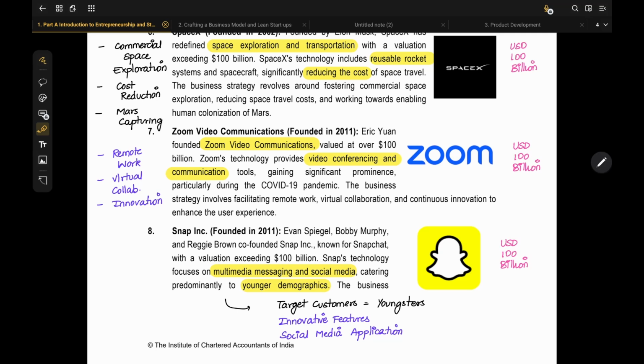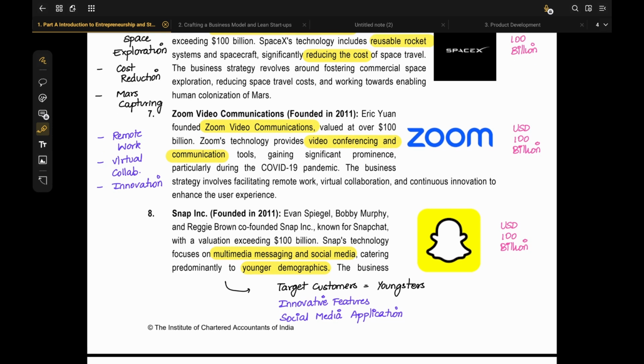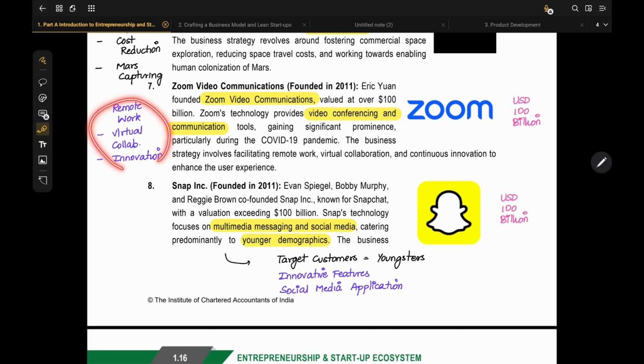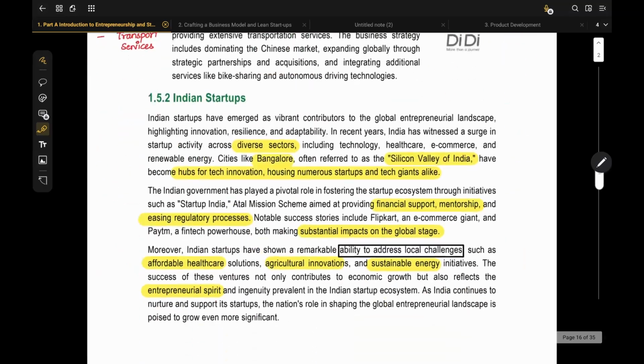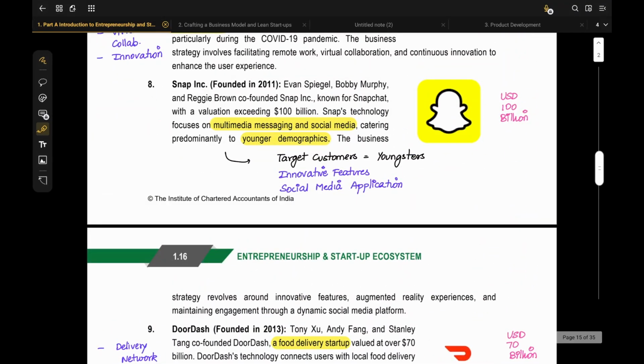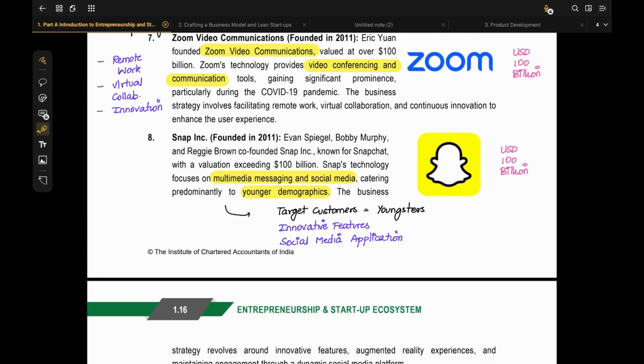Zoom Video Communications, we already know. It is a Zoom call. In the COVID-19 period, all the students and teachers and work, everything was going through virtual conferencing through Zoom only. I did not give a big introduction for that. These are the main points. You can read it by yourself. Since this chapter is a little big, I am going a little faster. You can read this. I will be giving these notes on Telegram.